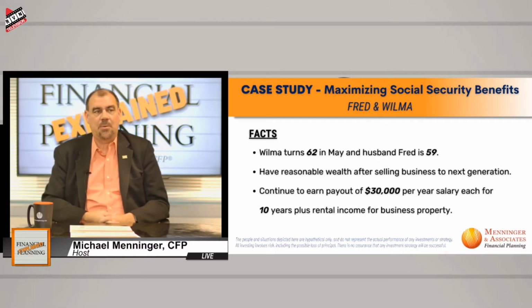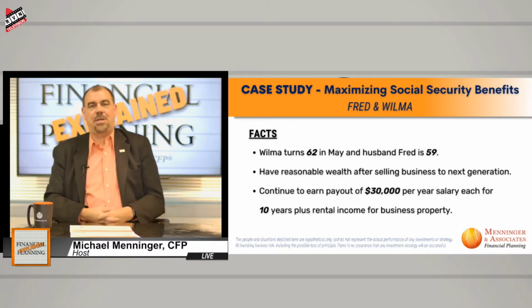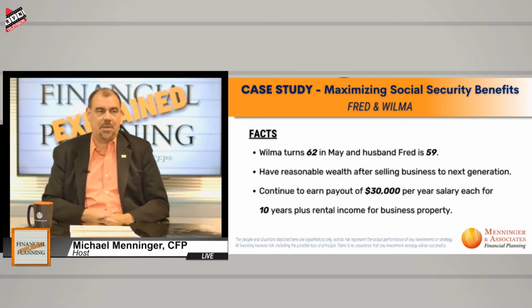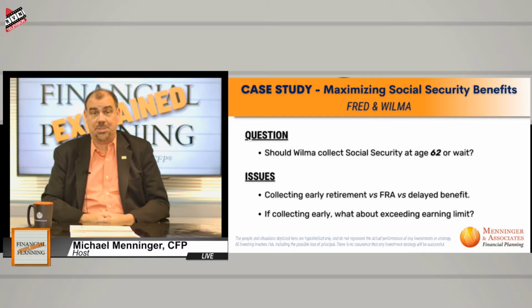So when Wilma asked if she should collect Social Security at age 62 when she's first eligible, I said, well, you can, but here's the problem. Once you begin collecting Social Security prior to your full retirement age, and Wilma's full retirement age is 67, she wants to collect it at age 62. I'm like, all right, well, herein lies the problem. You can begin to collect it at age 62.